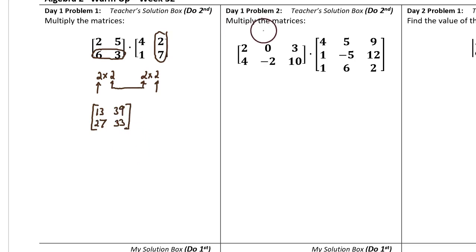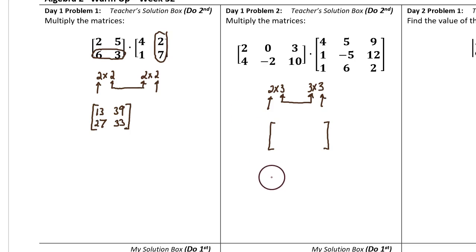Now, day one, problem 2. We want to multiply these matrices. Well, first of all, can we? The first matrix is a 2 by 3 matrix. The next one is 3 by 3. In order to multiply them, this number must be equal to this number. And they are, so we can multiply. Now we want to predict the size of our answer by using this number and this number. Our answer will be 2 by 3. So 2 rows and 3 columns of numbers.